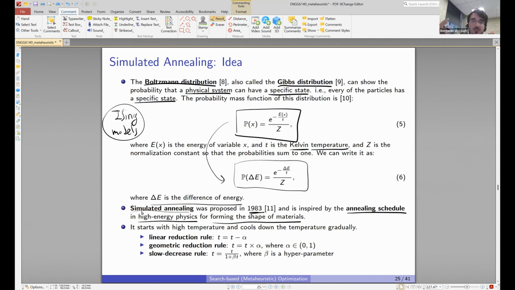Similarly, in simulated annealing, we cool down the temperature, or reduce the temperature gradually, iteratively. Here we have different ways to cool it down. One of them is the linear reduction rule: T equals T minus alpha, a positive alpha, in every iteration. Or we have a geometric reduction rule where T equals T times alpha, where alpha is between 0 and 1, so it is reducing. Or a slow decrease rule where T equals T over 1 plus beta T, where beta is a hyperparameter.